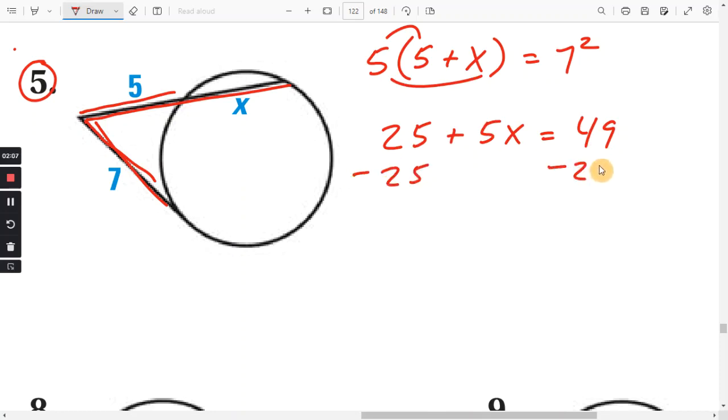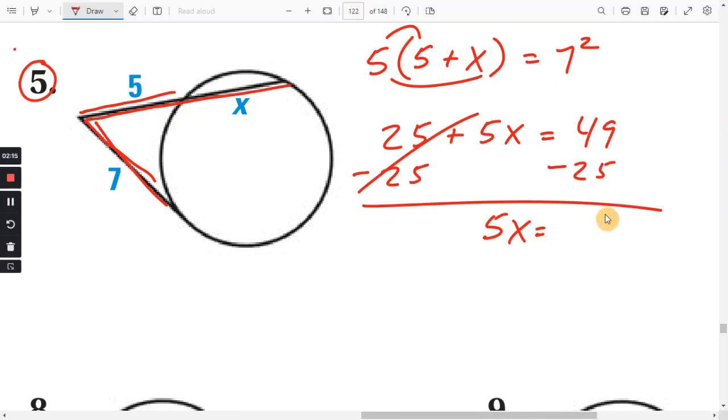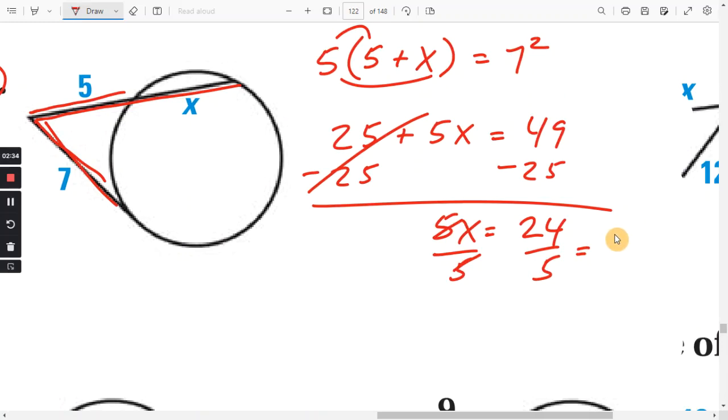The opposite is negative 25. Cancels here. Bring down your 5x. 9 minus 5 is 4. 4 minus 2 is 2. And this is x times 5. The opposite of times 5 is divided by 5. So that's it, 24/5. If you wanted a decimal, this would just be 4.8. All right, because it doesn't repeat. So 4.8, that answer makes sense.